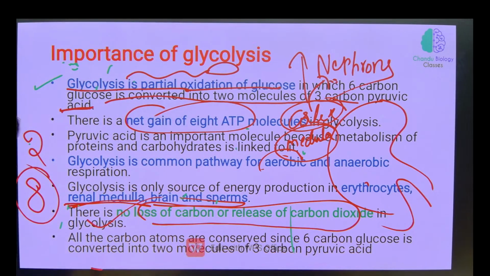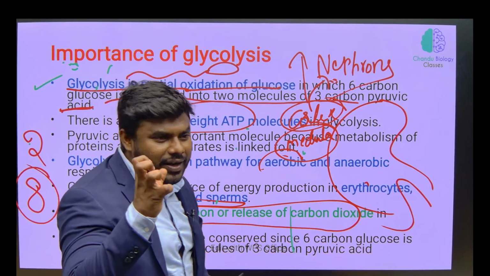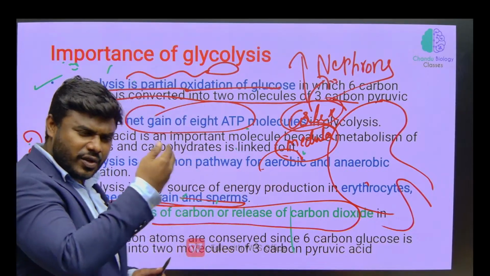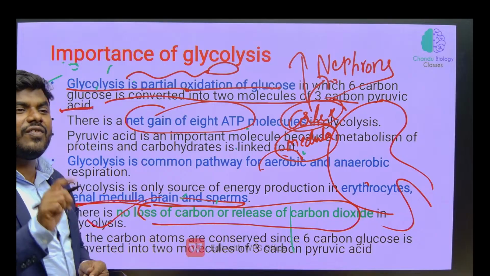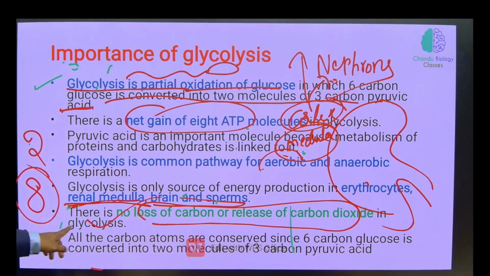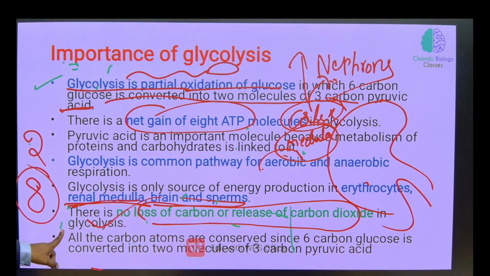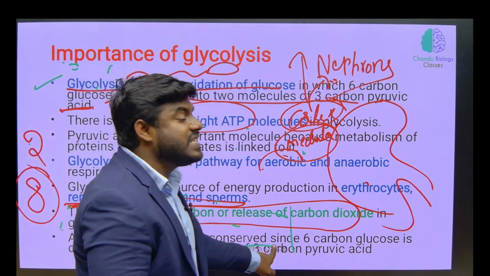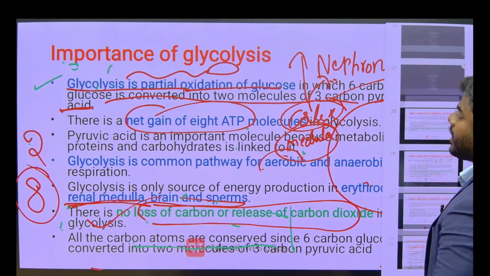So what I am trying to explain is that all the carbons are preserved. You are getting the point. Glucose, 6 carbon, is converted into 3 carbon only. We have not lost even a single carbon. That's why there is no loss of carbon or release of carbon dioxide in glycolysis. All the carbon atoms are conserved. Okay, fine. This is the first step, that is glycolysis.